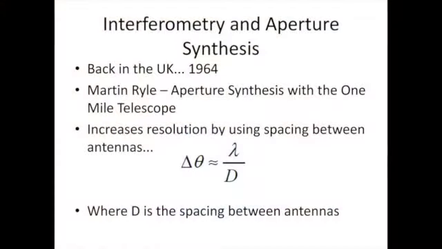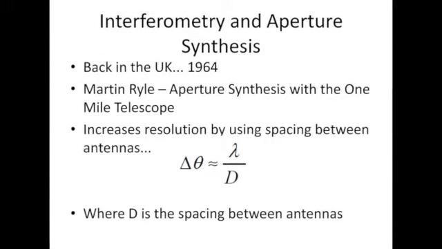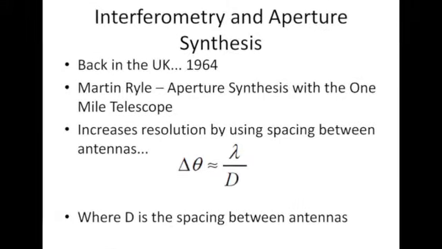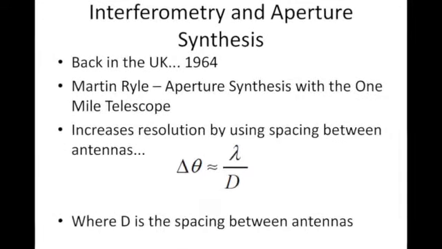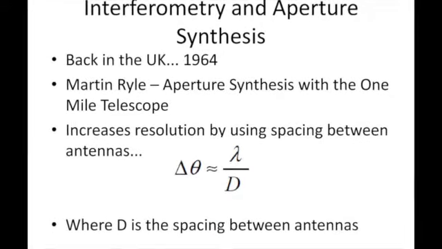And then there were some more interesting developments in radio astronomy. So back to the UK, in 1964, Martin Ryle and his co-investigators published the first results from using a technique called aperture synthesis. And they used the 1 mile telescope for this. And what this enabled them to do is to increase the resolution in the image by using the spacing between antennas. And so now, instead of that being the diameter of a single antenna, we can now take two smaller antennas and put them a large distance apart and get back the resolution into our images.